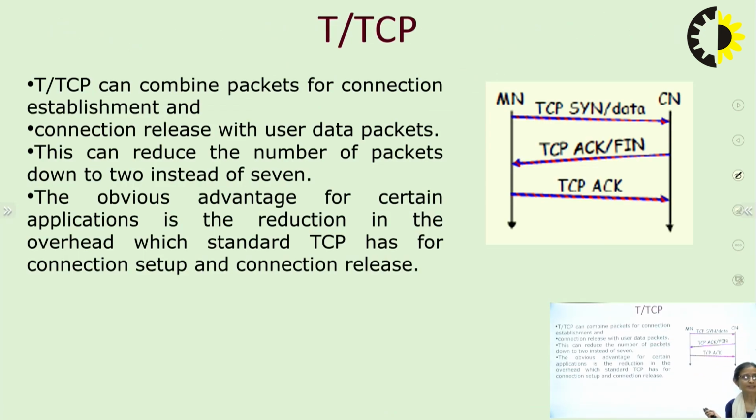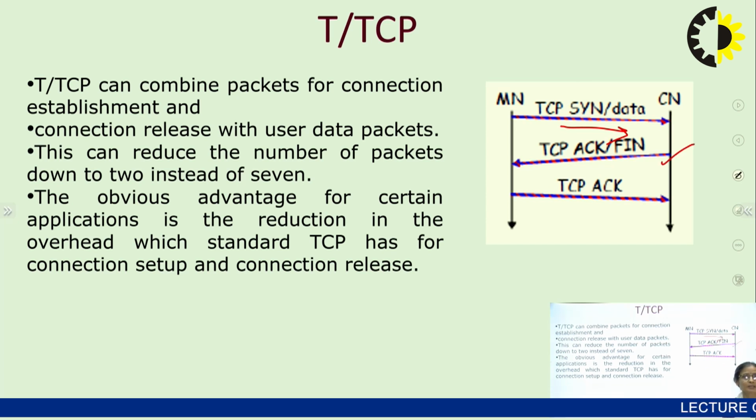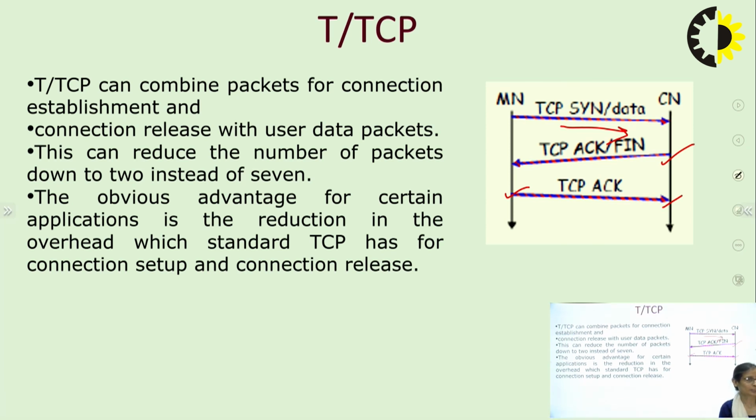So in the case of T-TCP, we have combined the packets for connection establishment. Along with the SYN packet, we are sending the data. Once the CN receives this packet, it sends the packet related to connection release, that is the TCP acknowledgement and finish packet. Once the MN sends the TCP acknowledgement to the CN, the connection is released. Combining connection release with the user data packet can reduce the number of packets down to 2 instead of 7. The obvious advantage for certain applications is the reduction of the overhead which standard TCP has for connection setup and connection release.